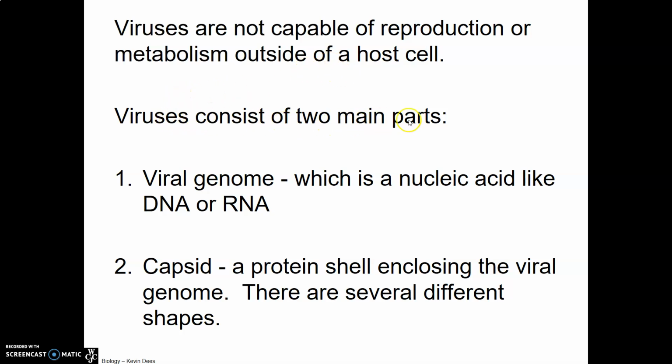Viruses consist of two main parts. The main parts of a virus are the viral genome, which is nucleic acid. In some viruses, it's DNA. In some, it may include RNA, or it may only include RNA. But the nucleic acid sequence is there as the genetic material. So that's part one, the viral genome. The second part of a virus is called the capsid. And the capsid is mostly a protein shell that will enclose and protect this viral genome. And we're going to look at several different shapes of these capsids.